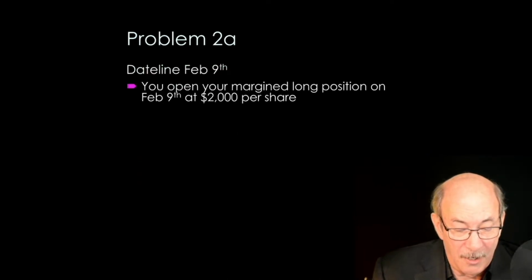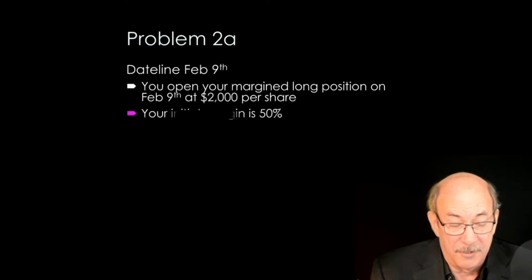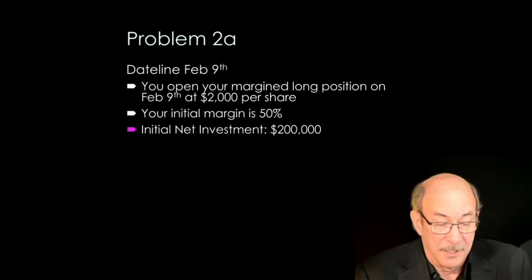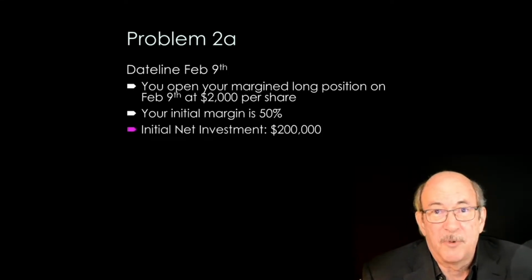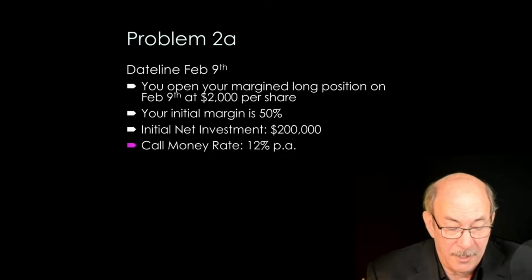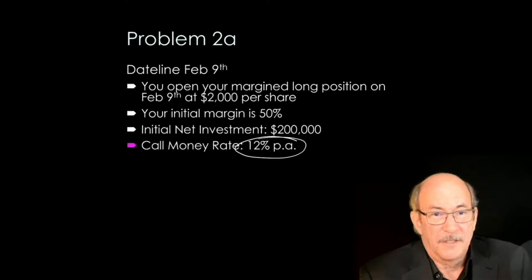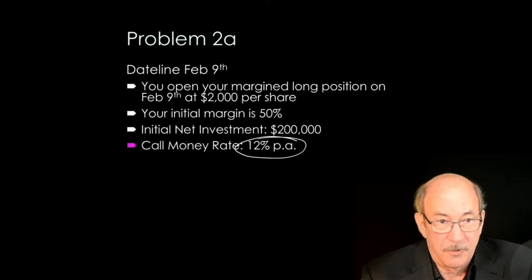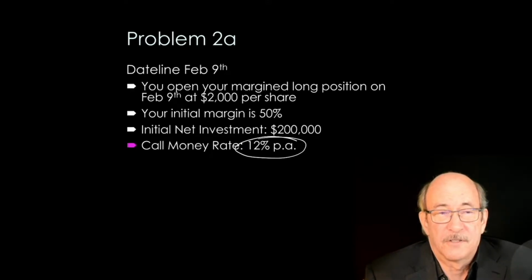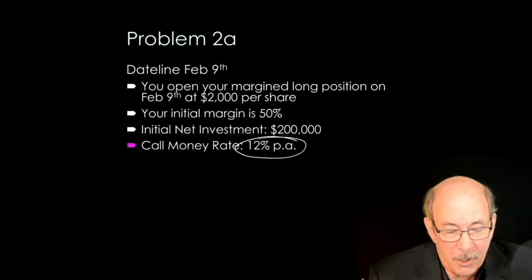So we open up our margin long position at $2,000 per share. Our initial margin is 50%. Our initial investment is the same amount that we did with the short position, $200,000. Now, here we're adding in the money call rate, and we're going to assume that there is no additional spread charged by our broker, so we just simply pay the money call rate.